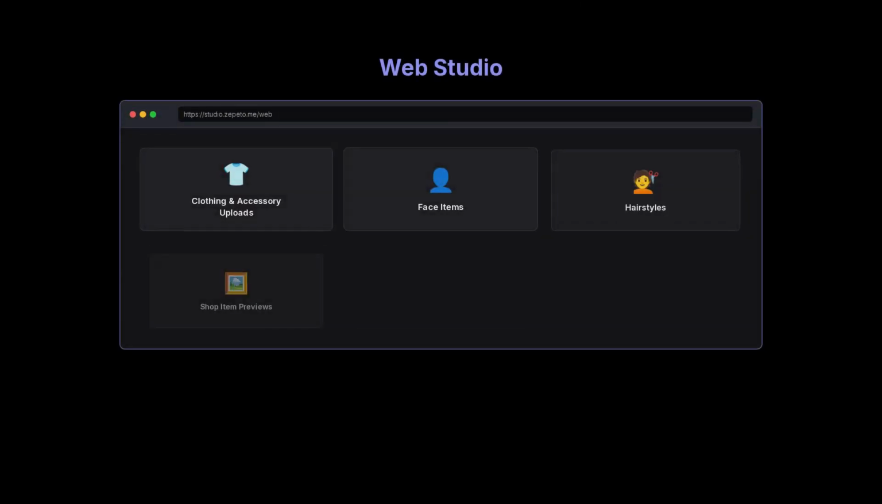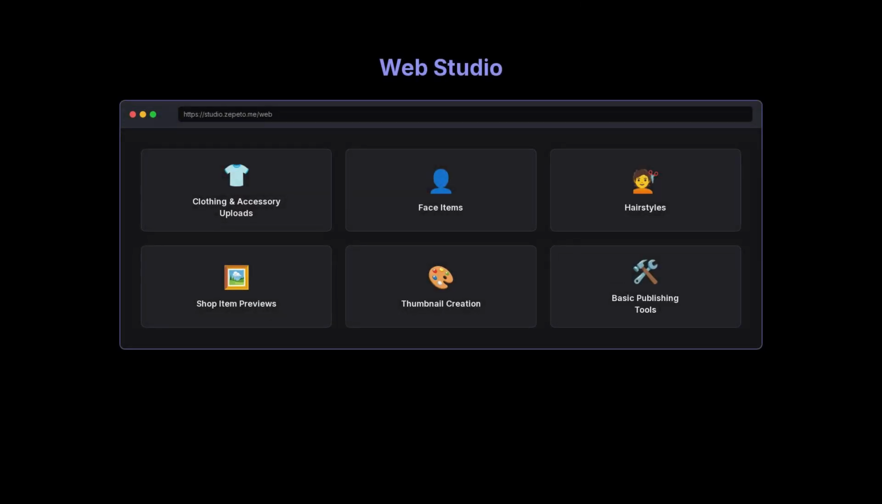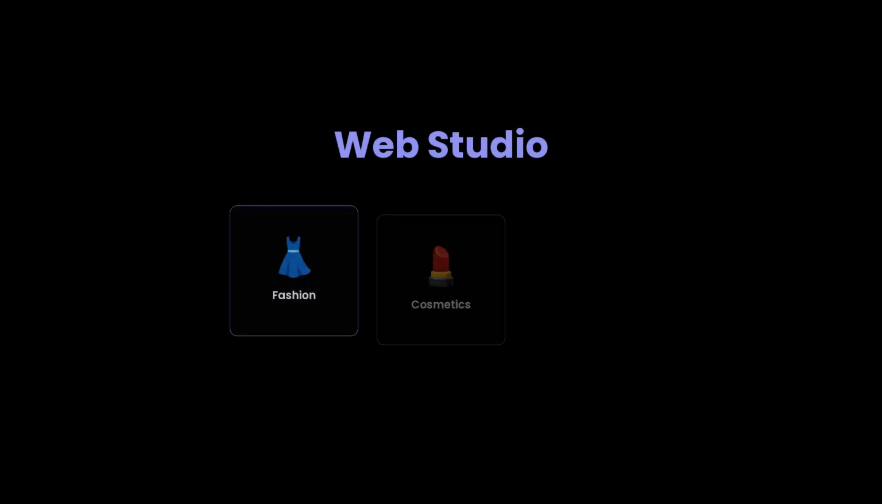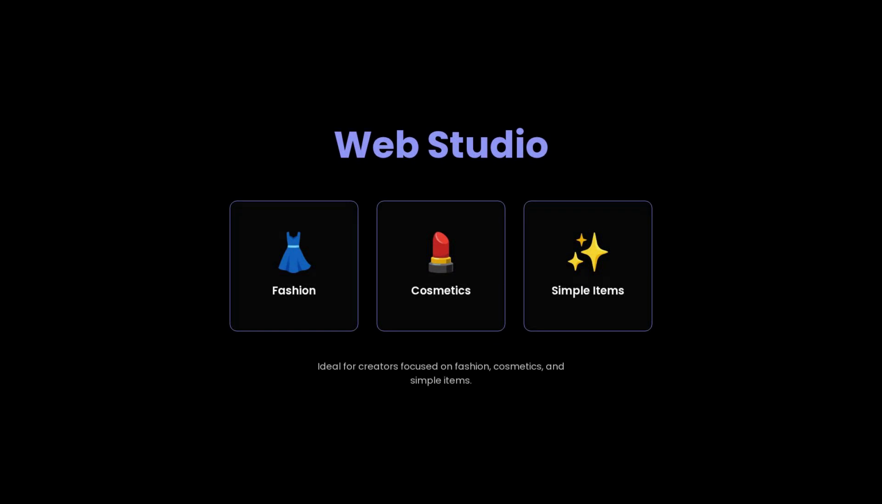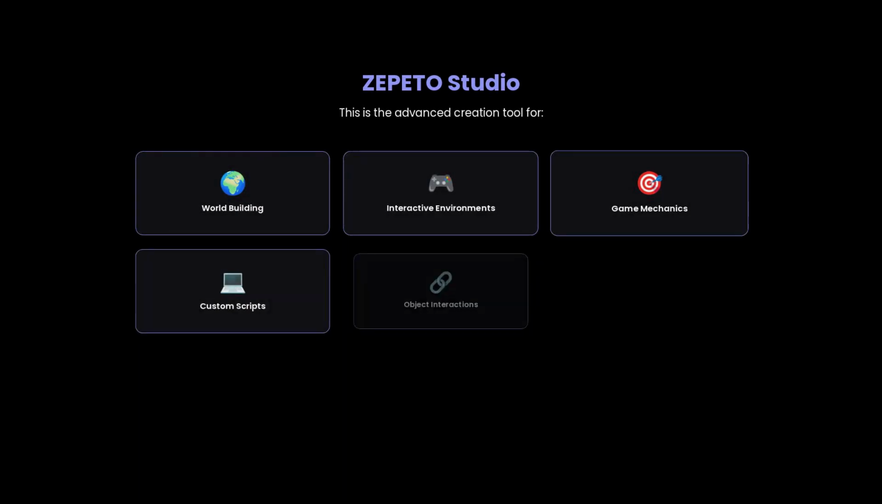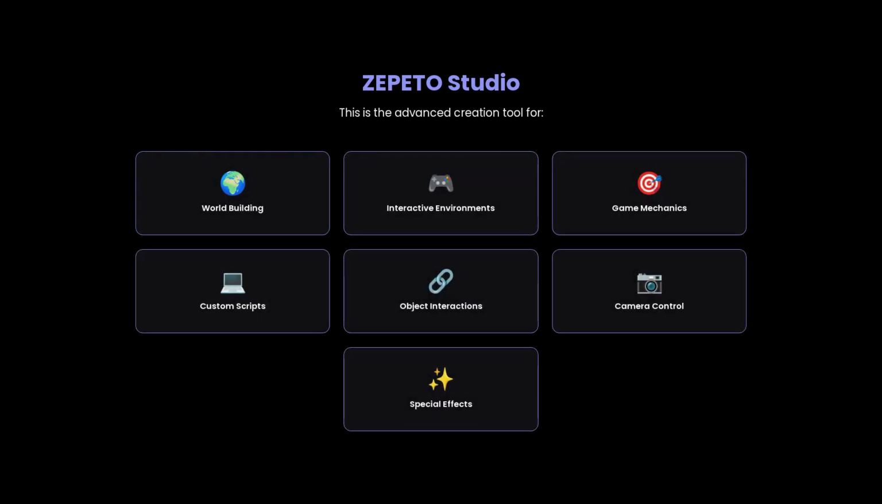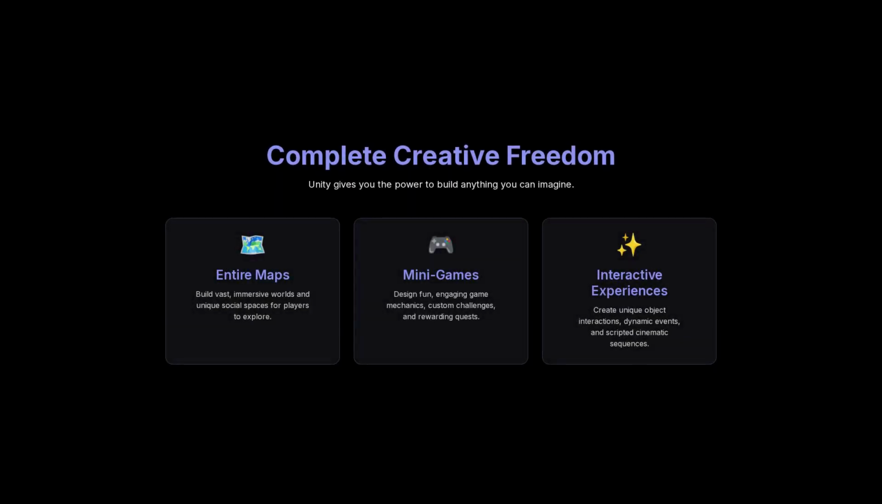Web Studio. This is browser-based and used for clothing and accessory uploads, face items, hairstyles, shop item previews, thumbnail creation, and basic publishing tools. Web Studio is ideal for creators focused on fashion, cosmetics, and simple items. ZEPETO Studio. This is the advanced creation tool for world building, interactive environments, game mechanics, custom scripts, object interactions, camera control, and special effects. Unity gives you complete creative freedom, allowing you to build entire maps, mini-games, and interactive experiences.